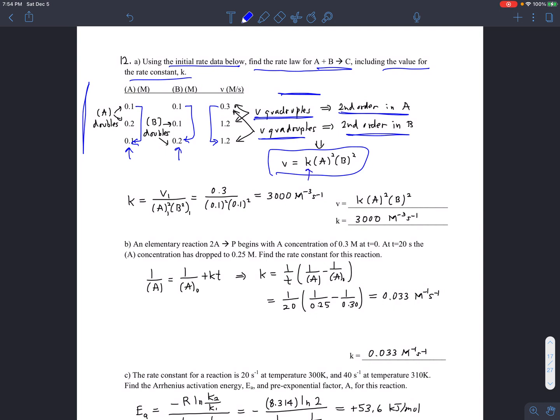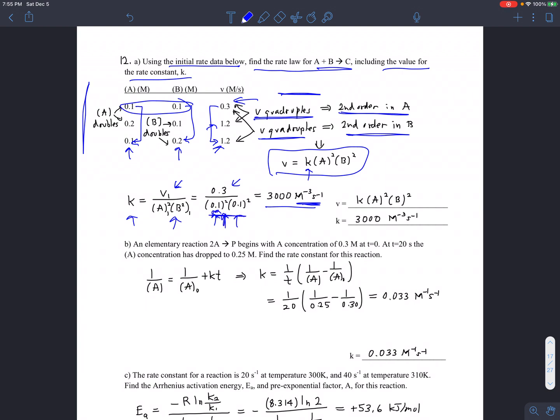Last thing we need is the rate constant. We just solve for that. K is equal to V for line 1. Would also work for line 2 or 3 as long as we put in the right concentrations. So for line 1, the velocity is 0.3, and the concentrations of A and B are 0.1 each, and that gives 3,000.